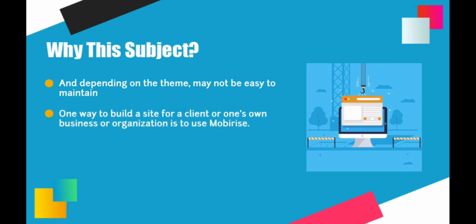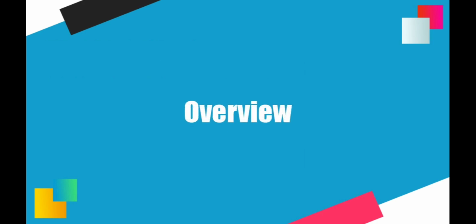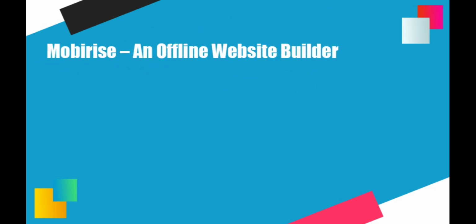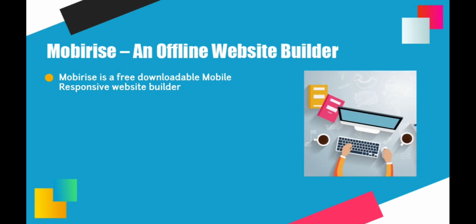So one way to build a site, whether or not it's your business or your organization, is to use Mobirise. Mobirise is a way for you to build a site that really helps you with all these things. And again, it isn't WordPress. So how should we look at Mobirise? It's a free downloadable mobile responsive website builder. That's what it is. Doesn't take any special skill to go and get it. Doesn't cost you anything to get the mobile website builder.